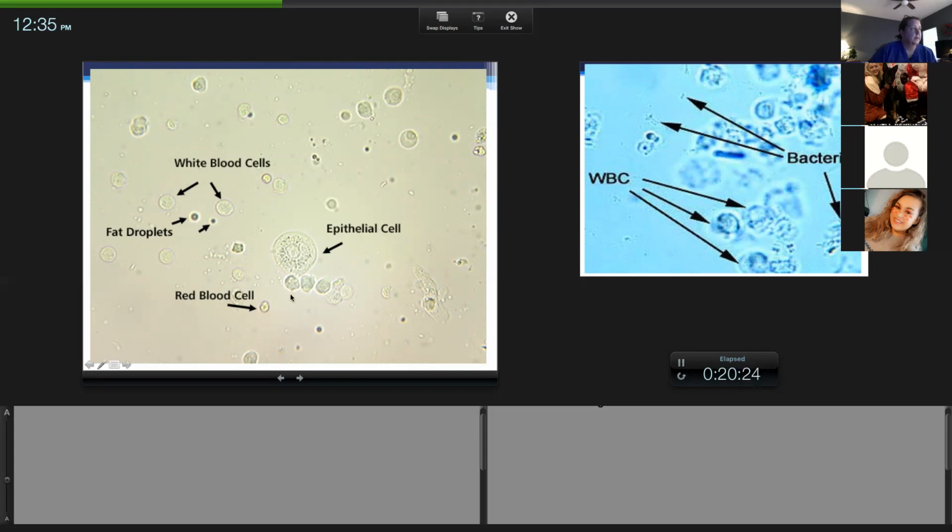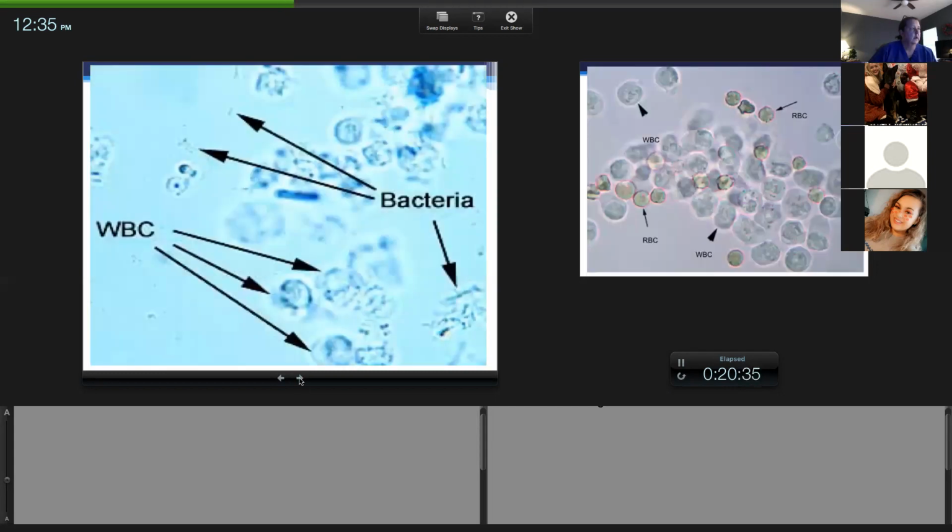Okay, so you've got a red blood cell, an epithelial cell, some white blood cells, and see how some of these are clustered? You've got some that are spread out, and you've got some that are clustered. And here's some bacteria and some chunks of white blood cells. That's like a strip of bacteria.